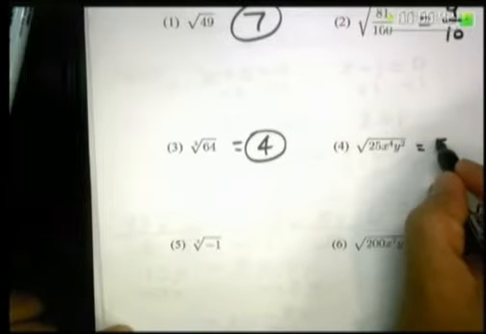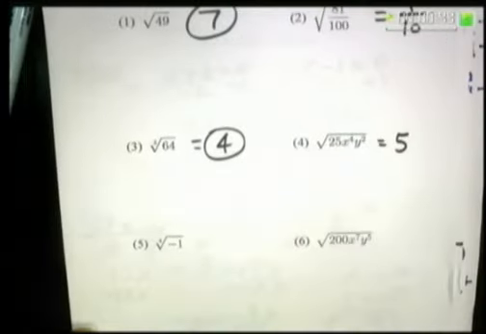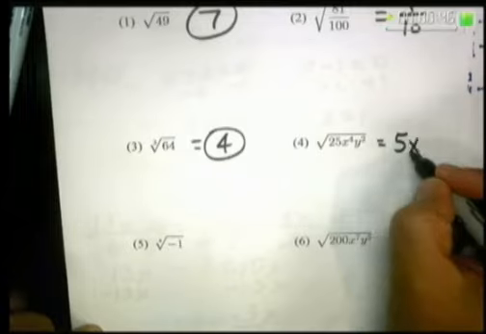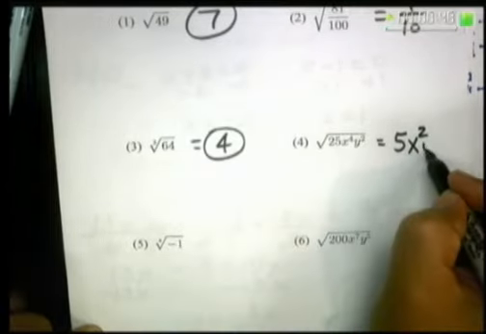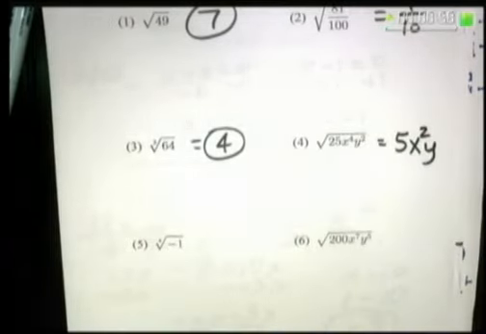Number 4 says square root of this. Square root of 25 is what? 5. The square root of x^4 is x squared, and the square root of y squared is y. So you're done with those. Those are pretty straightforward.